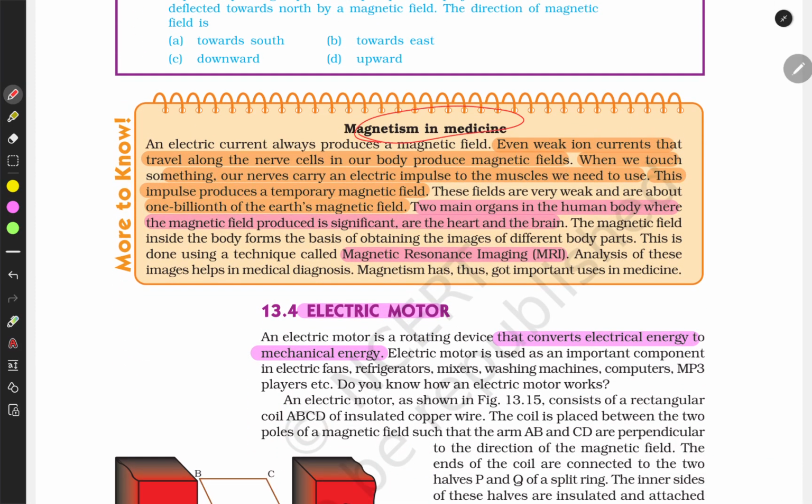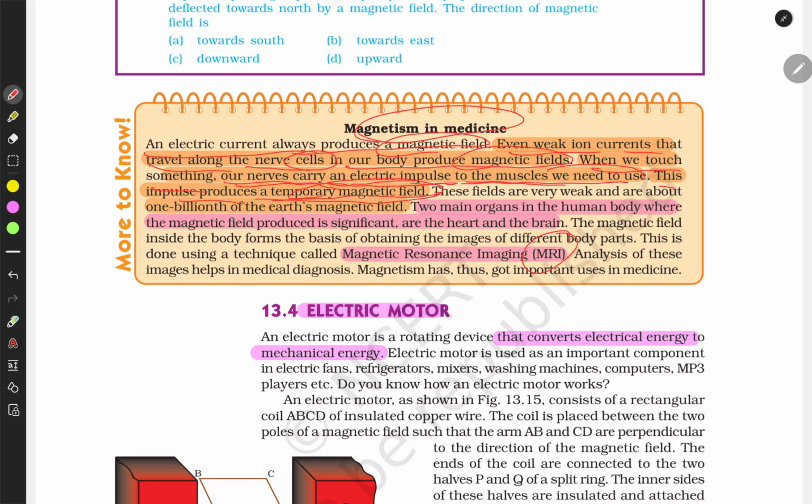Magnetism in medicine: we know that MRI machines are based on magnetic properties, and an electric current always produces a magnetic field. Even a weak ionic current that travels along the nerve cells of our body produces a magnetic field. When we touch something, our nerve cells carry electric impulses to the muscles. This impulse produces a temporary magnetic field.